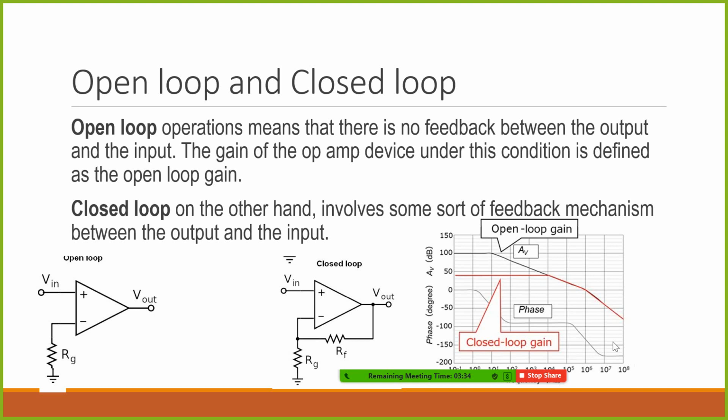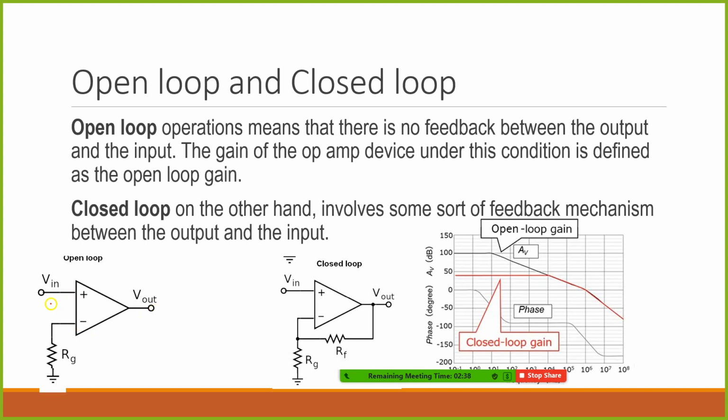Allow us to understand what we mean by open loop. We talked about open loop gain, and you might have been wondering what it really means to us. Now, in open loop, it means that there's no feedback from the output to the input. So in open loop, there's no feedback from the output to the input. The gain of the operational amplifier under this condition is defined as an open loop gain.